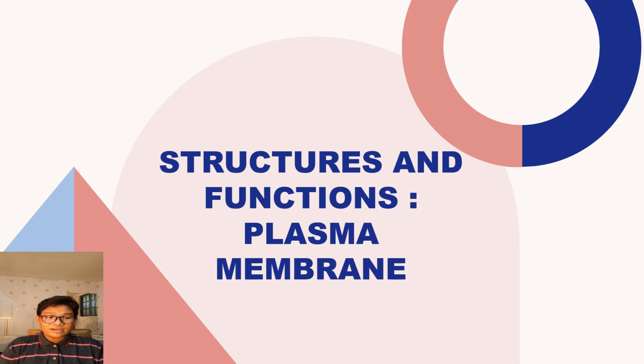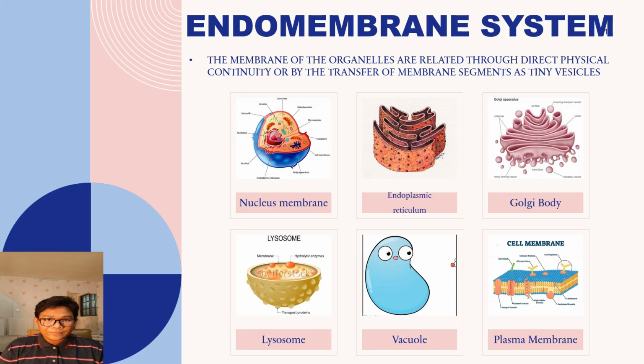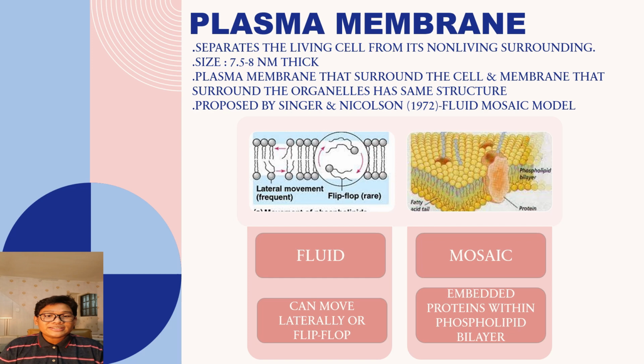Okay, for the next chapter, I will talk about the structures and functions of the plasma membrane. The plasma membrane is included in the endomembrane system. The endomembrane system consists of the nuclear membrane, endoplasmic reticulum, Golgi body, lysosome, vacuole, and plasma membrane. The plasma membrane separates the living cell from the non-living surroundings. The size of the plasma membrane is 7.5 to 8 nanometers thick.